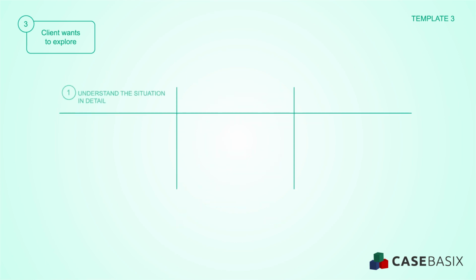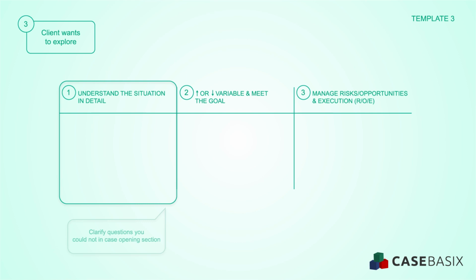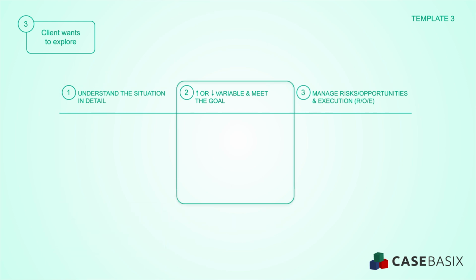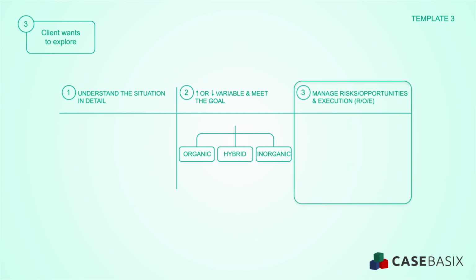We have preserved the first bucket to capture more detailed questions about the situation. The second bucket delves into increasing or decreasing the variable in organic or inorganic ways. Once you identify methods to, say, increase revenues, then in the third bucket you can discuss specifics of execution, risks or opportunities you might encounter, and how to mitigate or capitalize on them respectively.